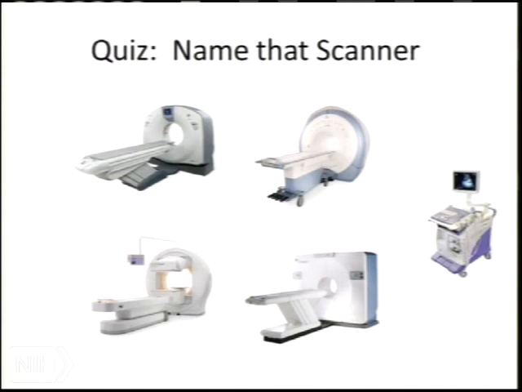Now, this is sort of a joking slide about name that scanner. It's really very difficult, unless you're an expert, to differentiate the way the scanners look as you, say, walk into a room. They all have the gantries and then a bed where the patient sits. The exception is the ultrasound machine, where you actually do have a chance at identifying. Those look completely different. They don't have those gantries, at least not yet. So these are the various machines.